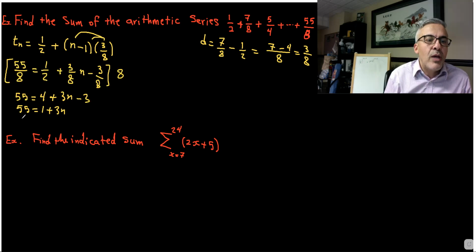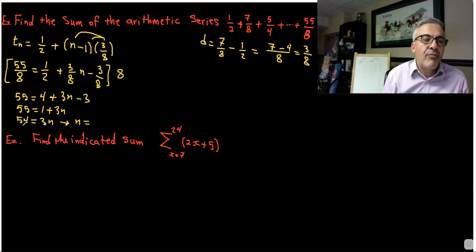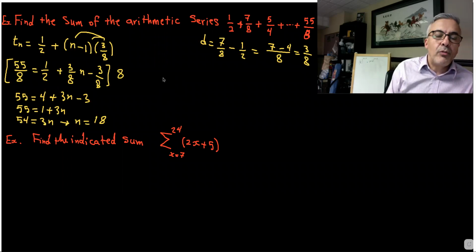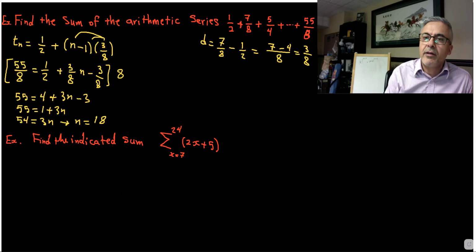So now we have 54 equals 3n. I subtract 1 from both sides. And therefore, n equals 54 divided by 3, and that will give you 18. Since you know you have 18 terms, this is the 18th term.